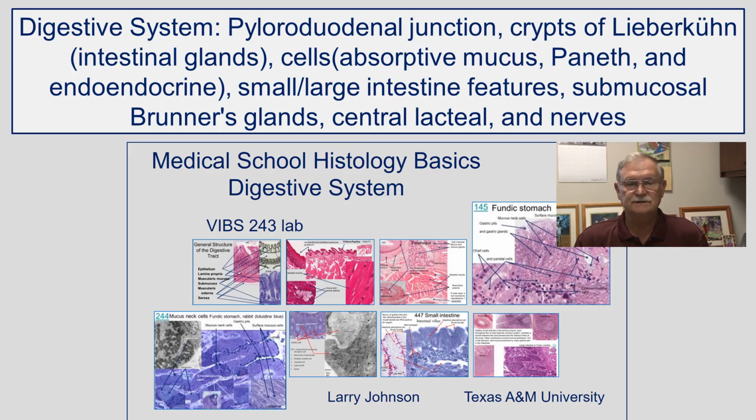Today we're going to talk about the digestive system: the pyloroduodenal junction, the crypts of Lieberkühn, intestinal glands, the cells (absorptive, mucus, Paneth cells, endocrine cells), small and large intestinal features, submucosal Brunner's glands, the central lacteal, and nerves.